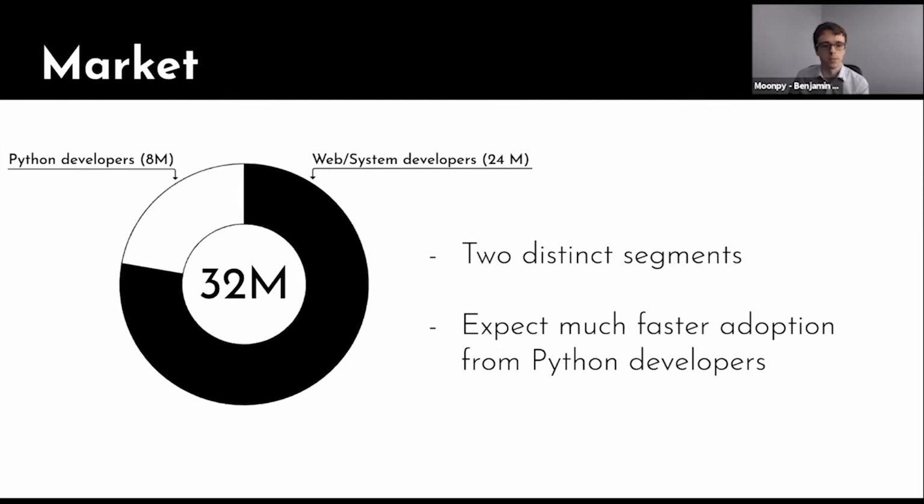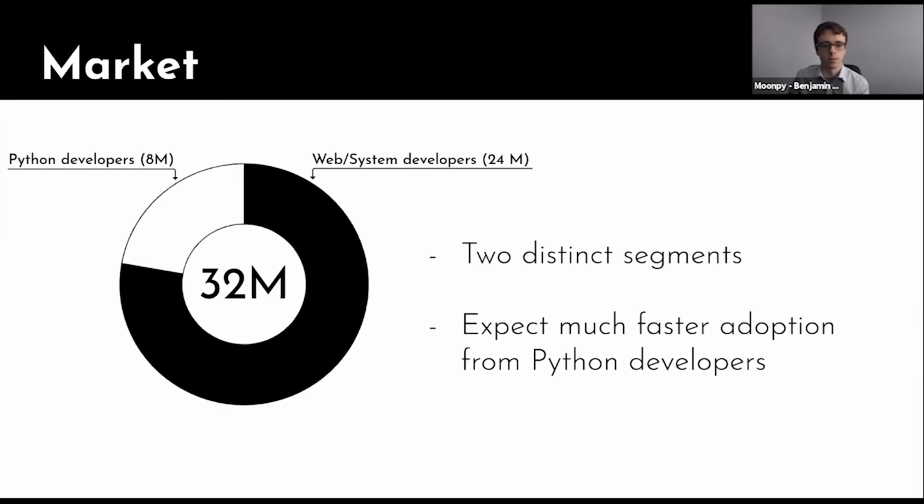Moonpy's market can be broken into two groups: developers who already use Python and developers who wish they could use Python. We expect the 8 million existing Python developers to have a far faster adoption of Moonpy because no software rewrites will be necessary, while the adoption rate among the 24 million developers who are now able to use Python due to the benefits of Moonpy will likely be slower due to the hassle of switching languages.